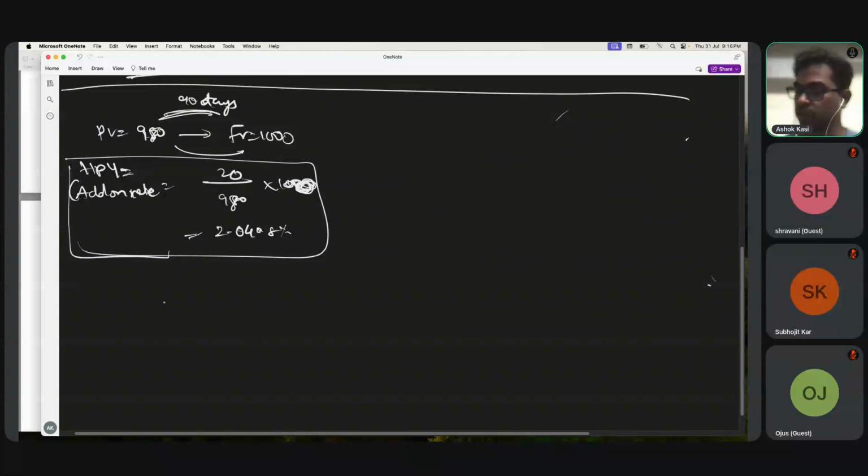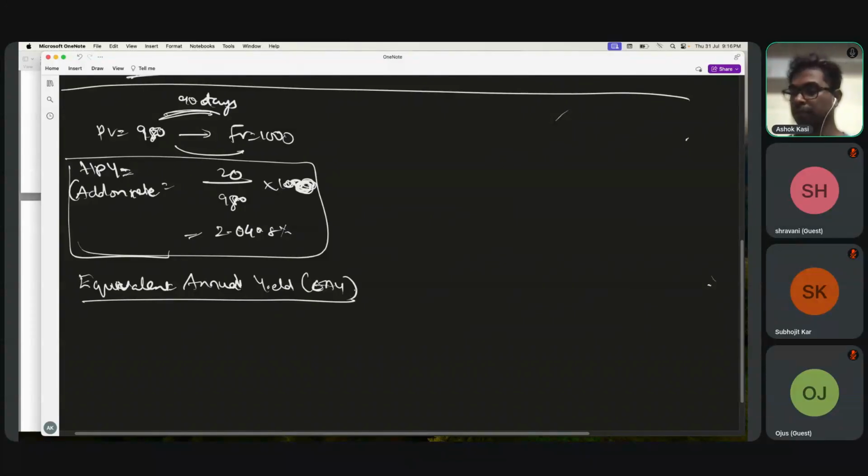Then next one. Now I will polish this one and make it better. So next one is equivalent annual yield, EAY. How to calculate this one? Imagine I am from a finance background. I want this to be perfect. Perfect means it should have compounding. It should be for 365 days, annualized. Equivalent annual yield, annual. So how will I calculate?